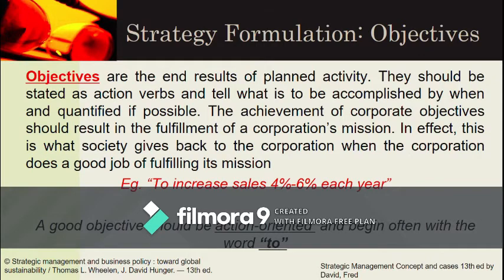The achievement of a corporate objective should result in a fulfillment of the corporate mission. In effect, this is what society gives back to the corporation when the corporation does a good job of fulfilling its mission. So you have the mission, and then you have your objective. For example, to increase sales by 4 to 6% each year. Specific, to increase the sales. And measurable, 4 to 6%. Attainable, yes, dependent upon your company. Let's just say you are working on that, so it is attainable. Realistic, because you don't set an increase of sales of 100%. You just put a small incremental amount. But it should be done each year.